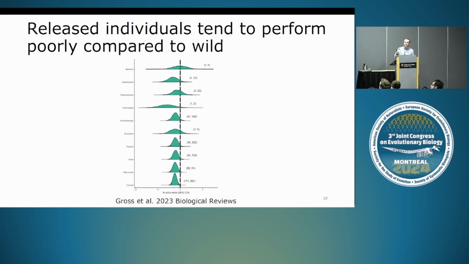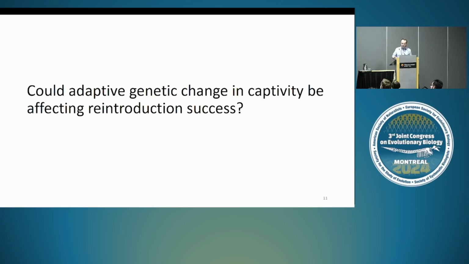We also know that when we release or translocate individuals, they tend to perform poorly compared to their wild counterparts. Different taxonomic groups are on the y-axis here. If you can see the dashed black line, everything to the left of that suggests that in an introduced case, the species are performing more poorly than their wild counterparts when they're released. So it leads to the potential question: could adaptive genetic change in captivity be affecting reintroduction success? What I'm trying to tackle today is whether or not we see evidence of adaptive genetic change in these captive breeding programs, which is the first part of this question.